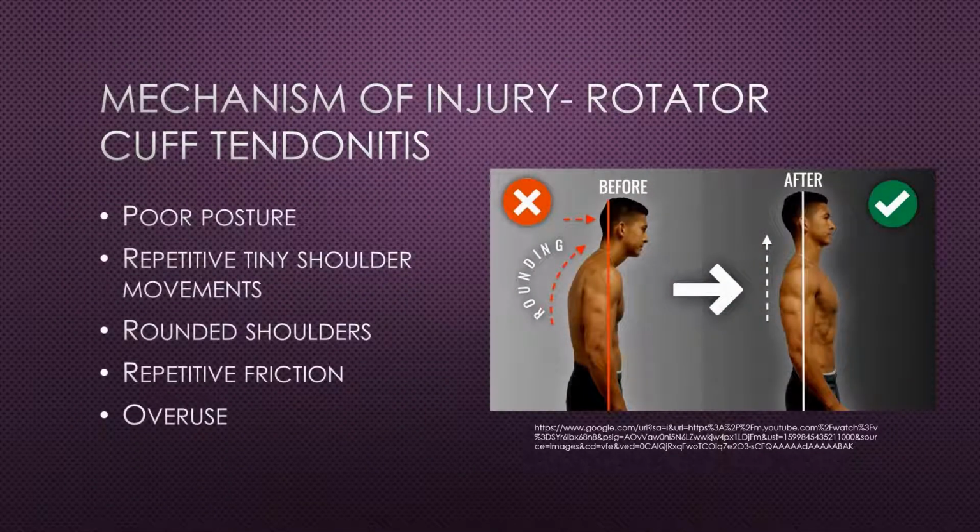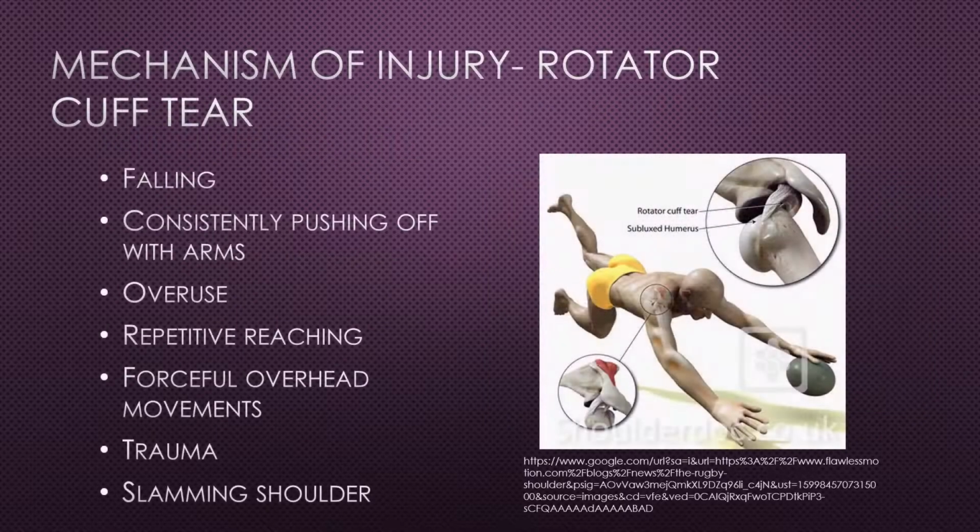Mechanism of injury for rotator cuff tendonitis: poor posture, repetitive tiny shoulder movements, which is common in office jobs, rounded shoulders, repetitive friction, and overuse. Mechanism of injury for rotator cuff tears: falling, consistently pushing off with your arms, like when getting out of a chair, overuse, repetitive reaching, forceful overhead movements, trauma, and slamming the shoulder.